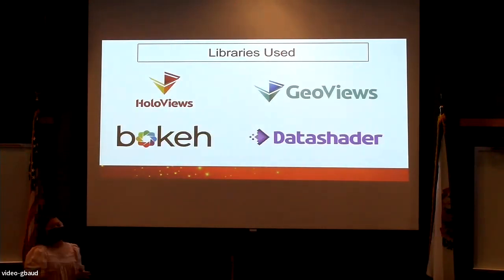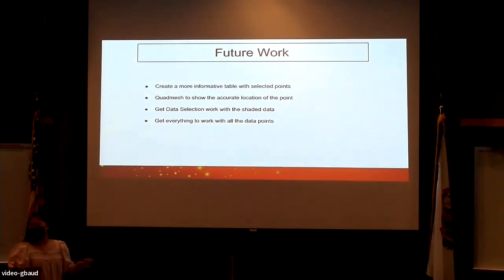So the libraries I use for the whole project are HoloViews, GeoViews, and Datashader. So future work is getting more information in that table that you are able to use. So for example, maybe the project that the data came from. Also wanted to work on getting the Quadmesh to show the accurate location of the right ascension and declination. And overall, try to get it to work with 300 million antenna data points eventually.